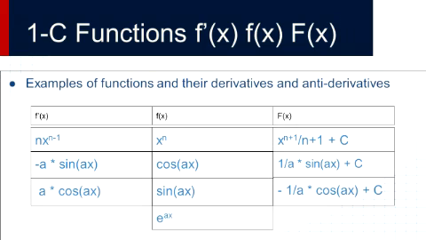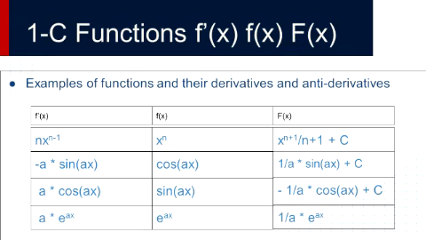And so now in the next row, we'll be looking at the exponential function, e to the a times x. We take the derivative of that, we get a times e to the a times x. And make note that nothing happens to the exponent ax. And now let's take the antiderivative of e to the a times x. We just get 1 over a times e to the a times x. And again, nothing happens to the a times x.